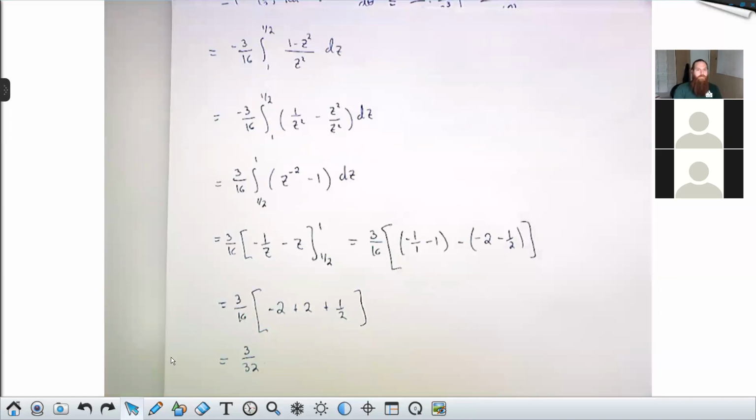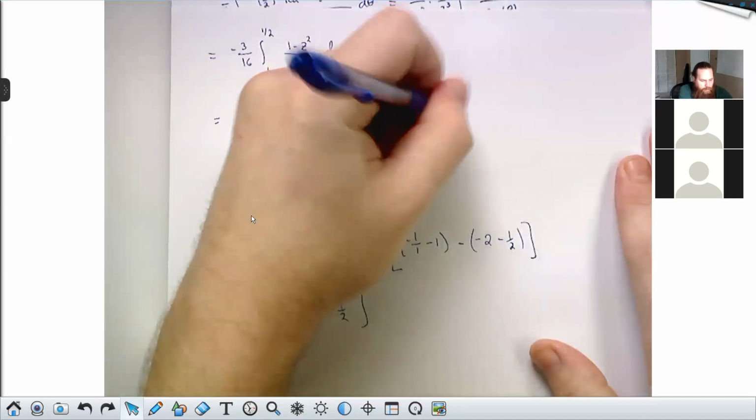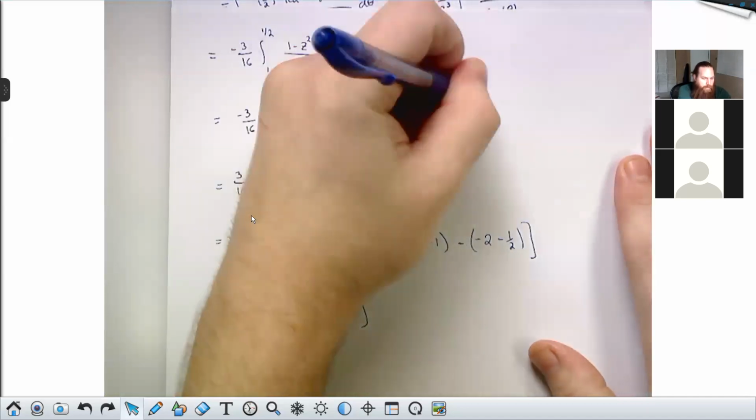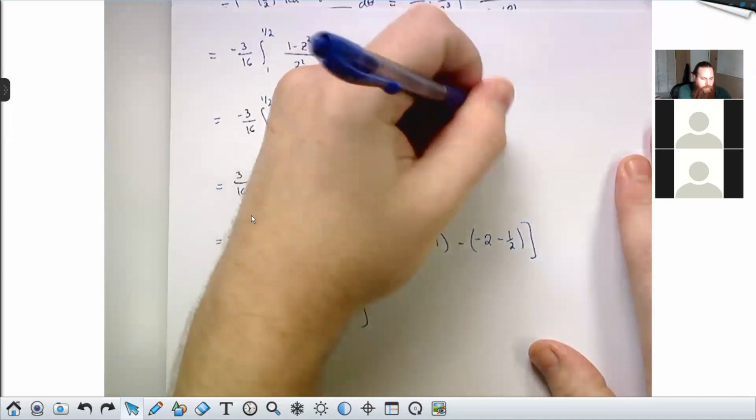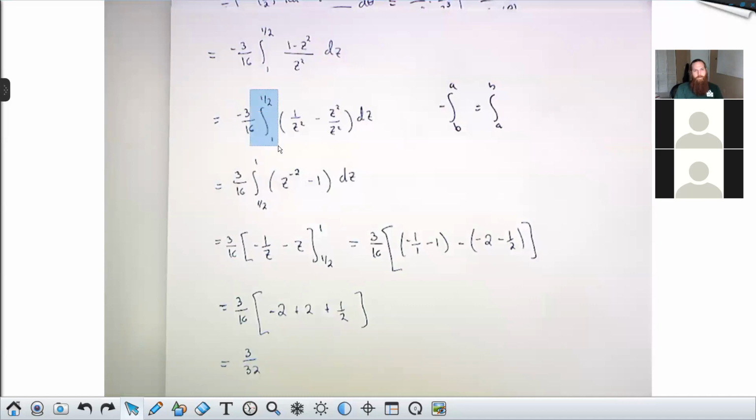No, the negative came inside because I flipped the bounds. So it's a good question, Maggie. The negative here came inside when I flipped those bounds over. So here I'm using the fact that negative integral from b to a is equal to the integral from a to b. Negative integral b to a equals positive integral a to b.